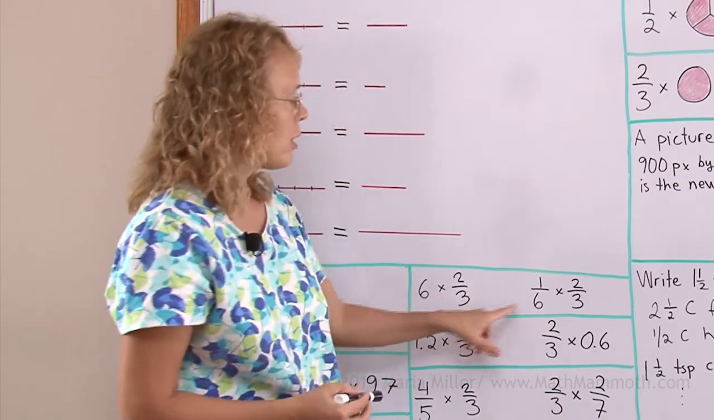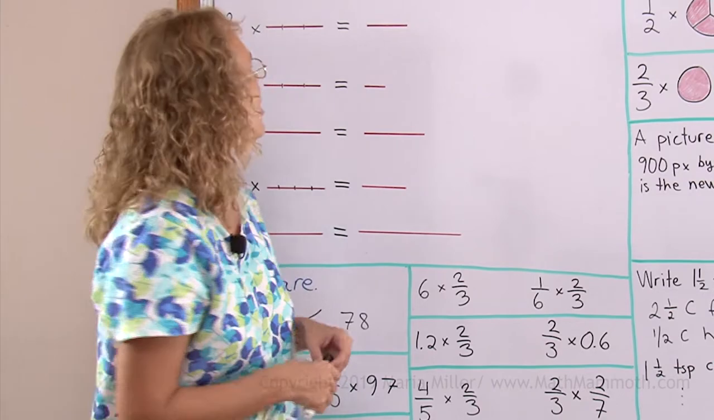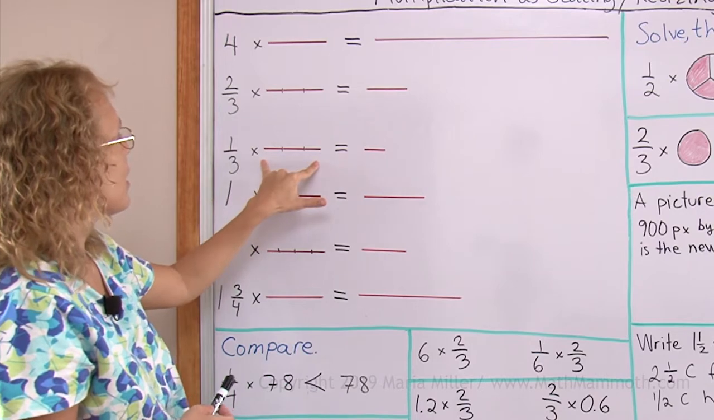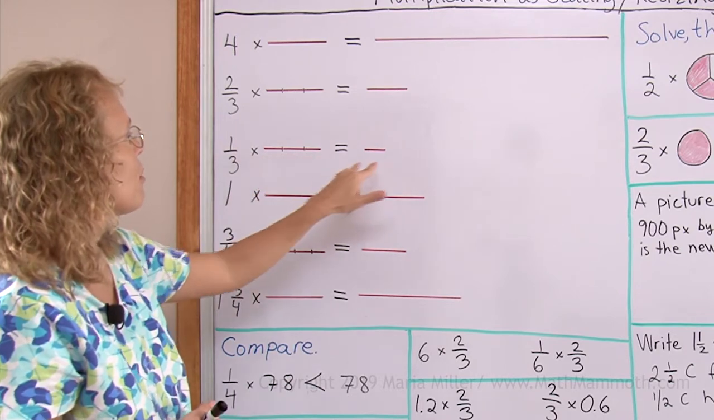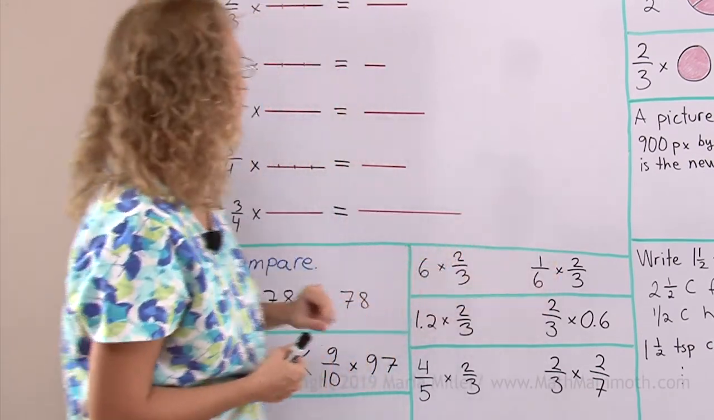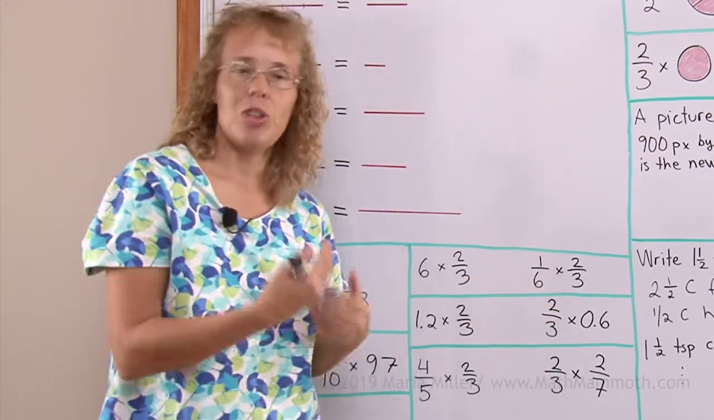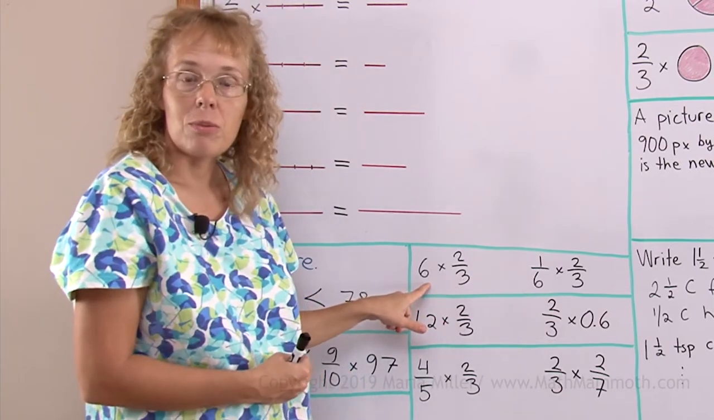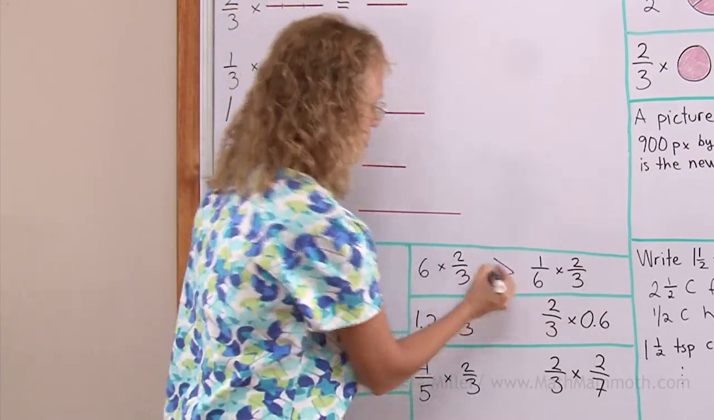6 times 2/3, 1/6 times 2/3. The resizing idea works here too, because if this is 1/3 of a meter, you can still think of the resizing, okay? 1/3 times 1/3 of a meter will be shorter than the 1/3 of a meter. And 1/6 times 2/3 could be 1/6 times 2/3 of a meter, or 1/6 of 2/3 of a meter. It will be shorter than 2/3 of a meter. This one will be more than 2/3 of a meter. Your 2/3 of a meter gets multiplied 6 times longer. So this is, of course, more.